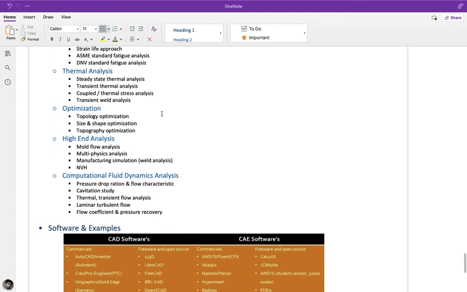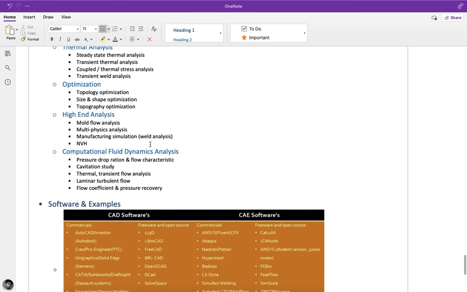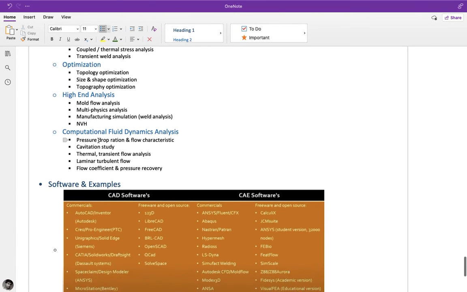Then different kinds of optimization to improve the given model. Basically size and shape optimization, topology optimization, and topography optimization. Then the high-end analyses are mold flow analysis, multi-physics analysis, manufacturing simulation, and noise vibration harshness. Then fluid dynamic analysis, basically pressure and operation and the flow characteristics there. Cavitation study, thermal transient flow analysis, laminar turbulent flow, and flow coefficient and pressure recovery.